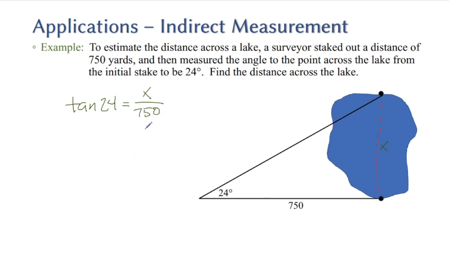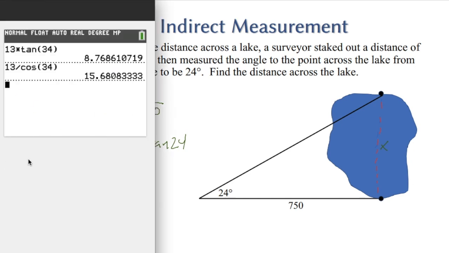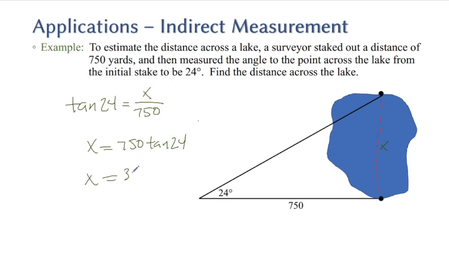So when we punch this up, x is going to equal 750 times the tangent of 24. Okay, so we grab our calculator, and we're going to take 750 and multiply that times the tangent of 24 degrees. So rounding to two places, it looks like it's about 333.92. So 333.92, and it looks like we're measuring this in yards.